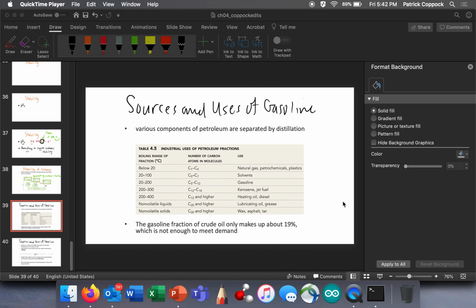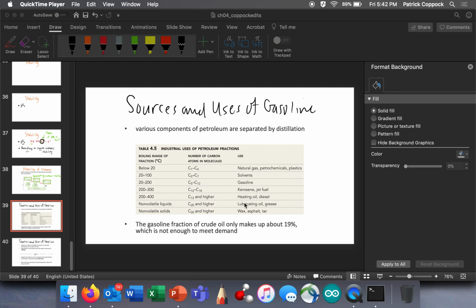Okay, so another quick sidebar. We're just going to talk briefly about the sources and uses of gasoline because this pertains to organic chemistry and it's culturally significant, right? So what we do when we make gasoline is we get crude oil, petroleum. We separate it by distillation.